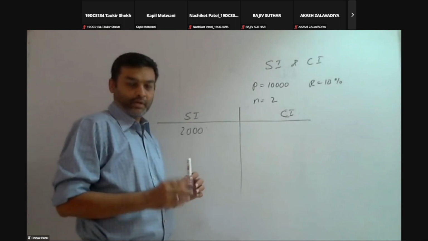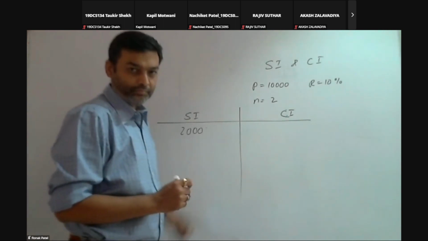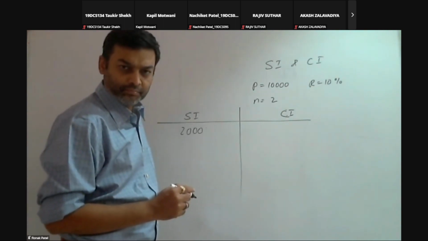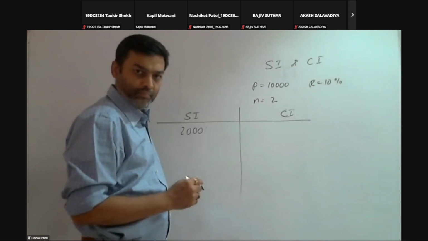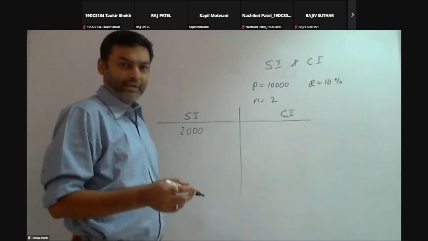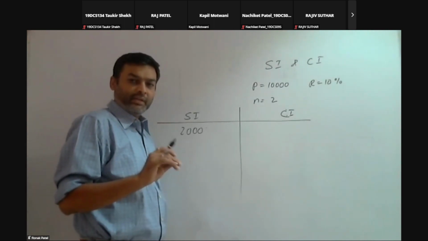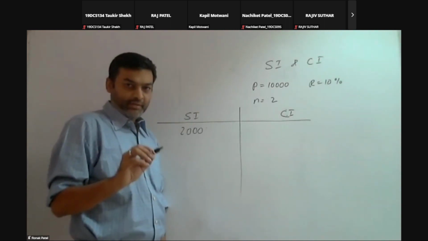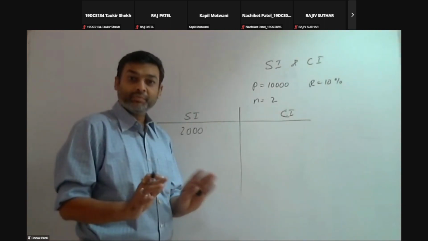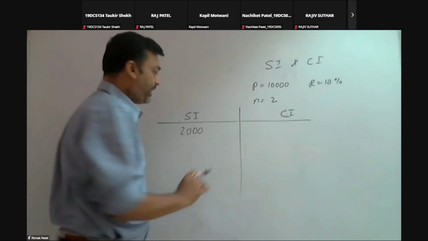$2,100. How did you get that? Yes, sir. I calculated the first year's amount, after 1 year 11,000, and again 10% of it. Okay, that's very nice. You know it. Now I'll give you one process. Everybody understand it very nicely, right? Try to understand the whole concept of simple and compound interest in a bit different way.